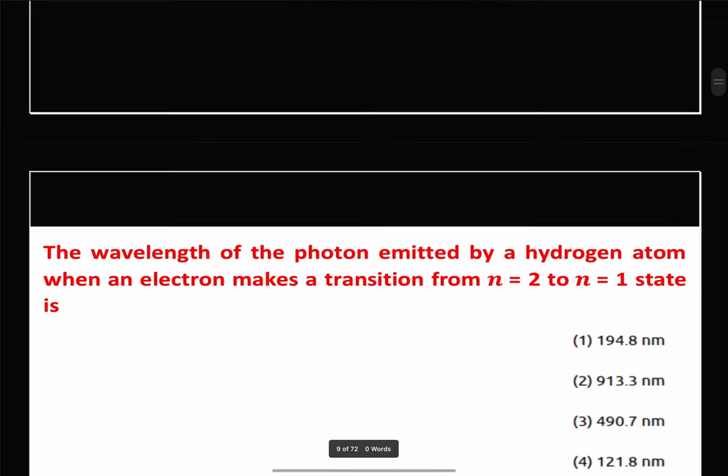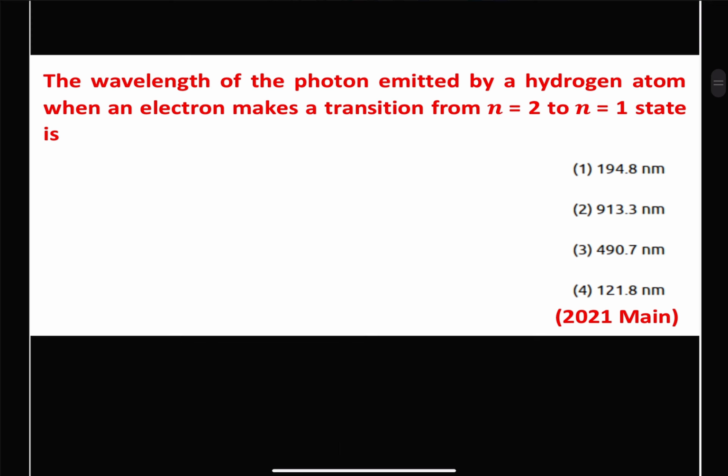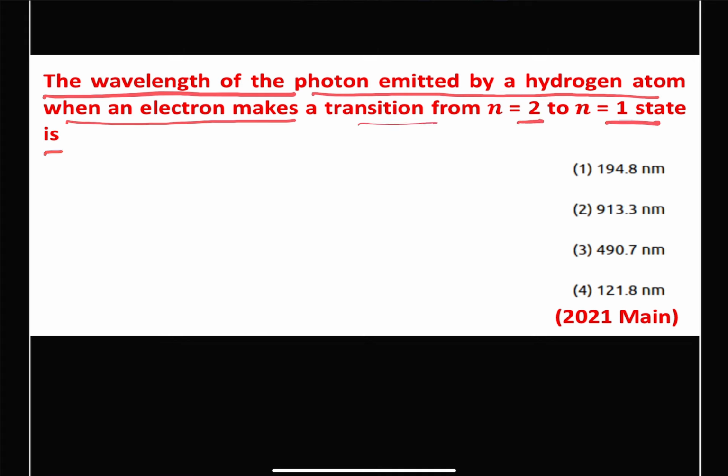Next question. It states that the wavelength of a photon emitted by a hydrogen atom when an electron makes a transition from second to first state is. So in this case we have a transition from second to 1, and we have to find out the wavelength. So first of all we are going to find out the energy difference between the two levels, and then we can use our standard relationship between wavelength as well as energy.